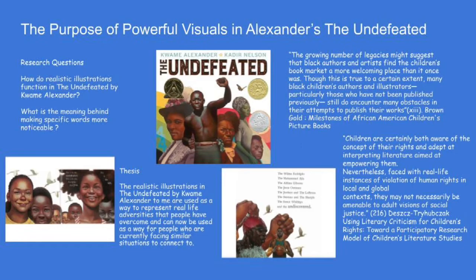I chose this book because it was the only book that was relatable to minorities, the oppressed, and it wasn't assigned to just one gender. My research questions are: how do realistic illustrations function in The Undefeated by Kwame Alexander? And what is the meaning behind making specific words more noticeable than others?